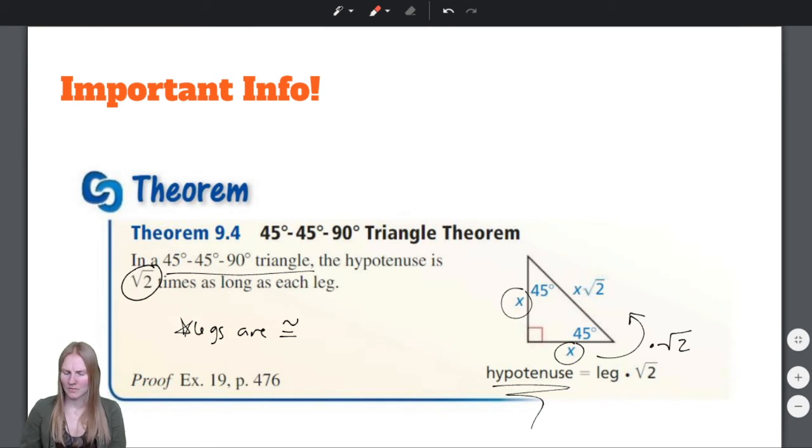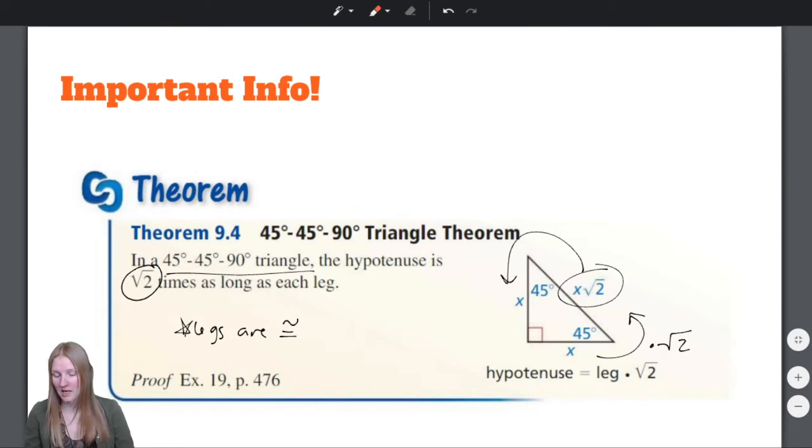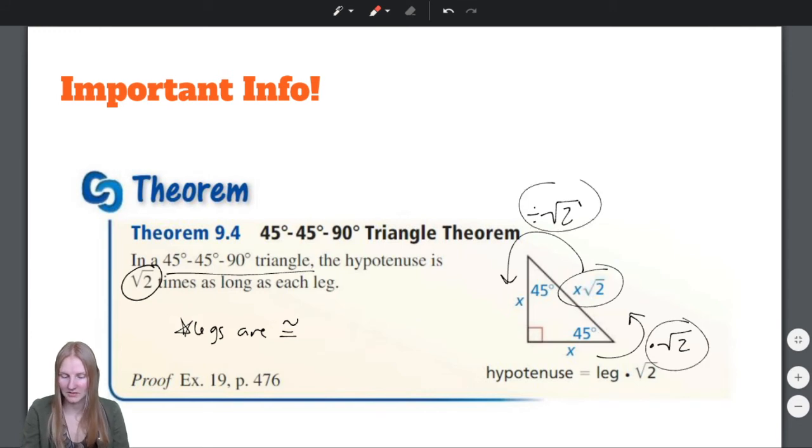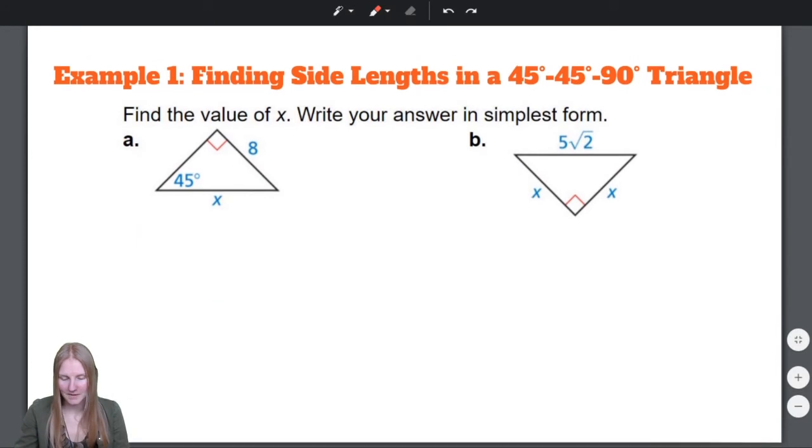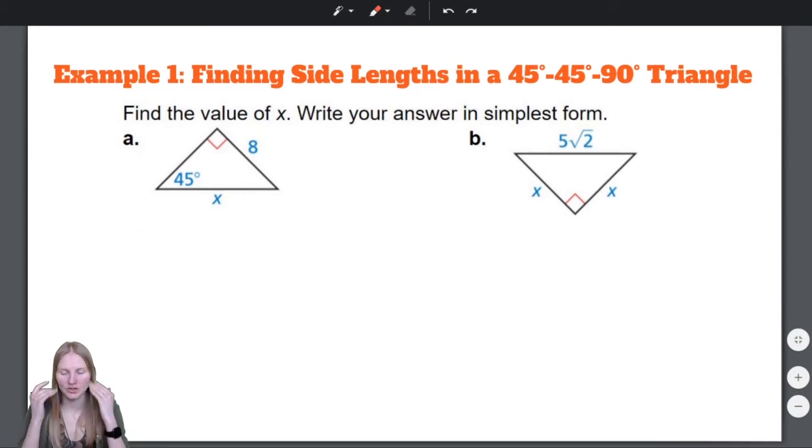Now, you can also be given the hypotenuse and have to find the leg. In which case, you would do the opposite of multiply by the square root of 2. You would divide by the square root of 2. And we're going to see examples of both of these, multiply and divide, in the next slide. Find the value of x and write your answer in simplest form. In simplest form, so that means that we want to simplify any radicals that we might get.